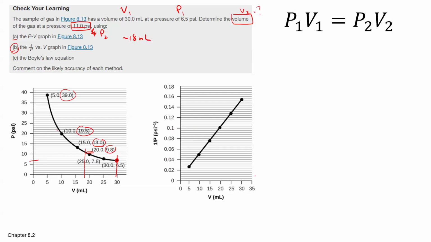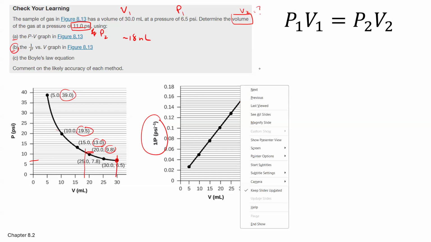1 over P versus the volume. So what this is, they flipped the pressure to make it a straight line. So it's not something you're going to need to know in this class, but it's a mathematical transformation where you can make curved graphs straight. And so let's try this one out. Let's just mark the first one. So 30 mils and 6.5 psi.